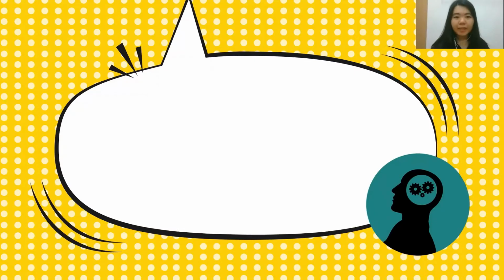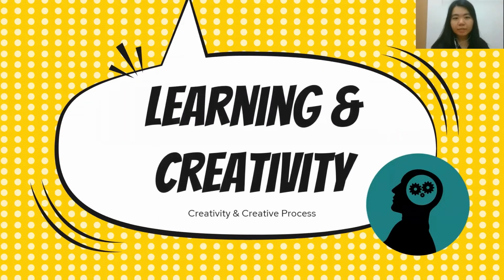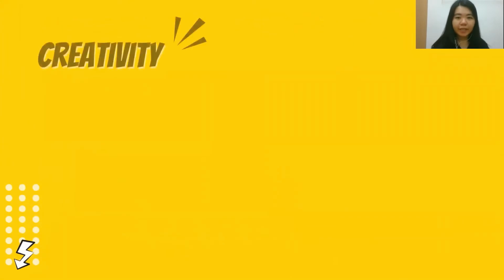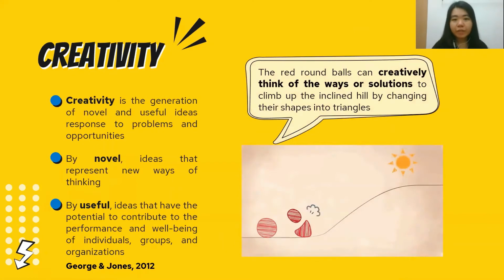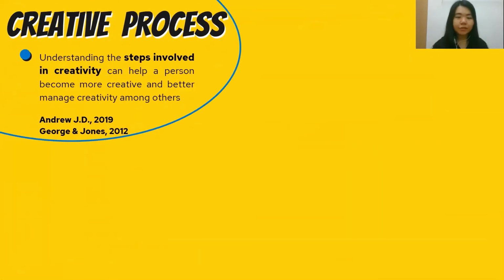Here, I'm going to talk about learning and creativity in our case. So, in the aspect of creativity, which is the generation of novel and useful ideas in order to tackle problems and opportunities. In our case, we can see that there are 3 red round balls. They want to climb up the inclined hills, but they are unable to do that. So they need to think of creative solutions by changing their shapes from round shapes into triangle shapes for the creative process. Understanding the steps involved in creativity is able to help a person become more creative and able to better manage creativity among others.